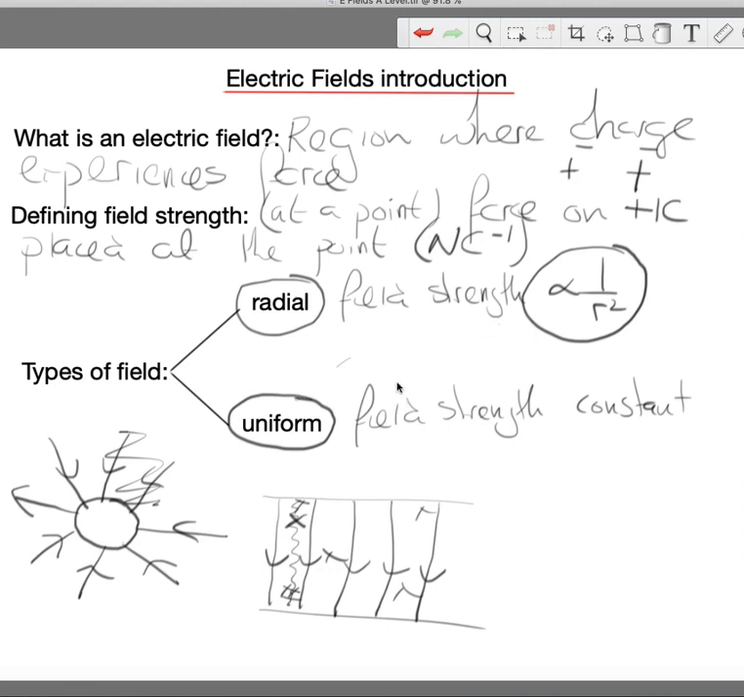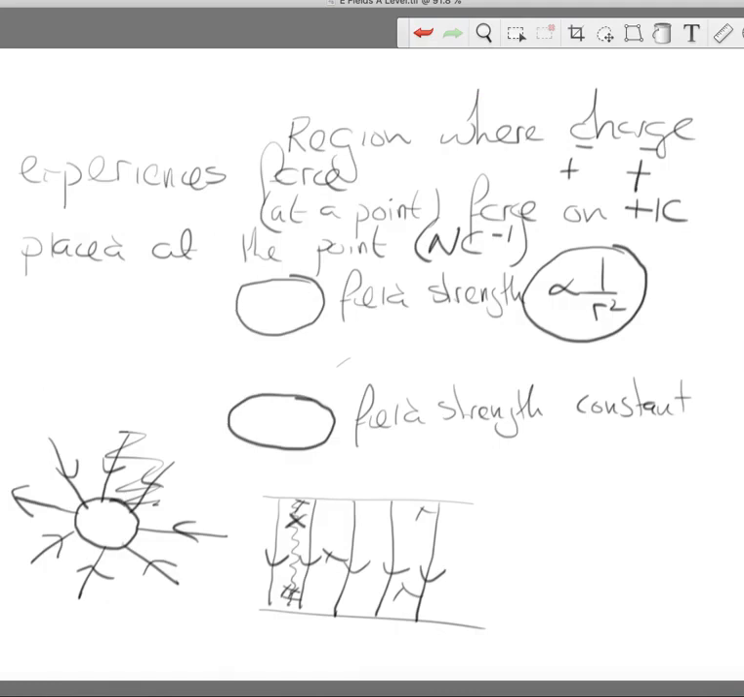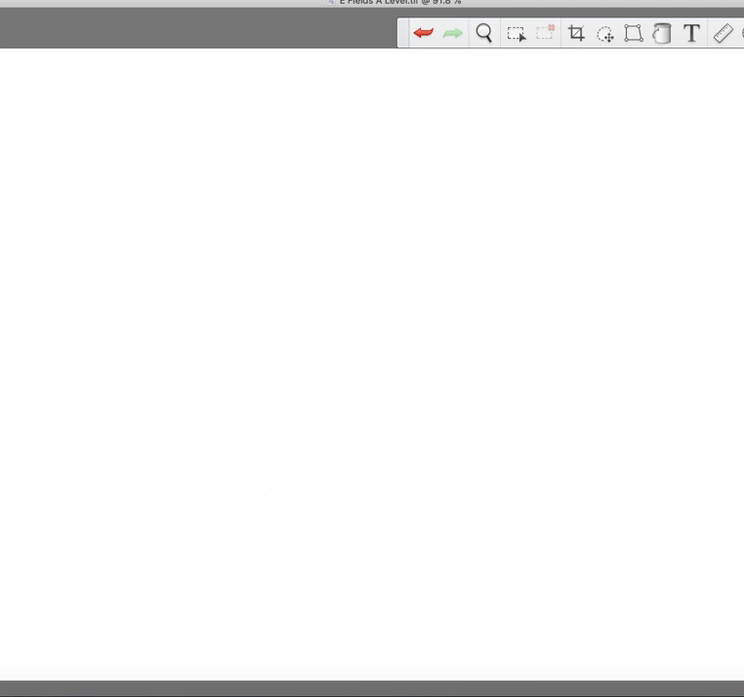So let's move on then from that. So that's our introduction. Let's then look at some field patterns.